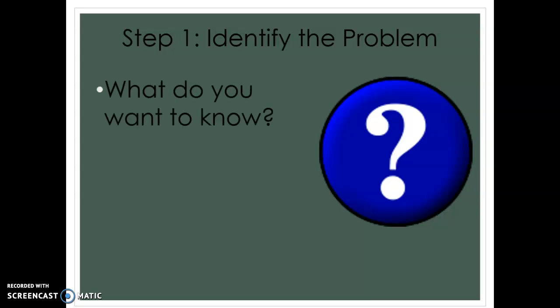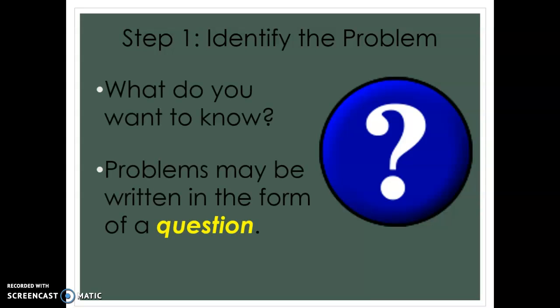So first we need to identify our problem. What do we want to know? What are we trying to figure out? Sometimes these are written in question form.